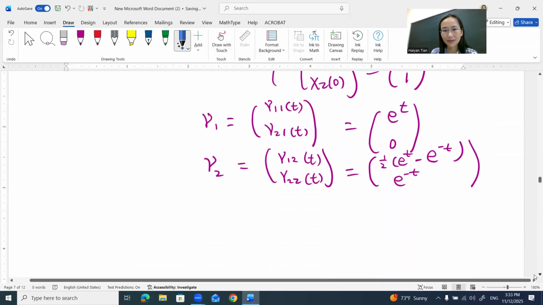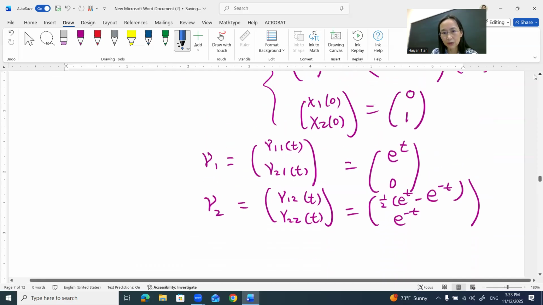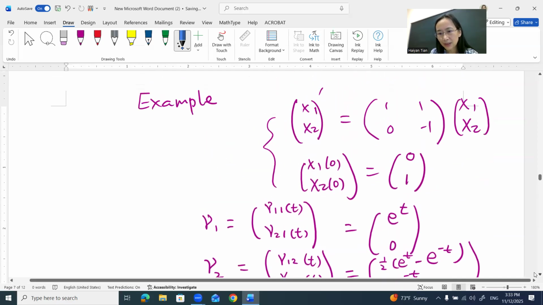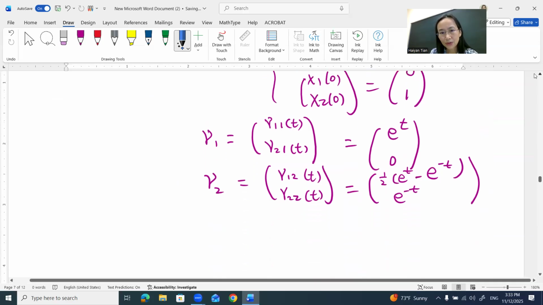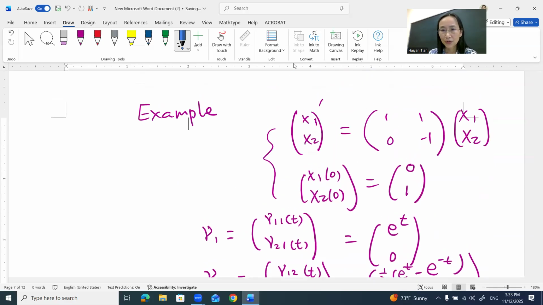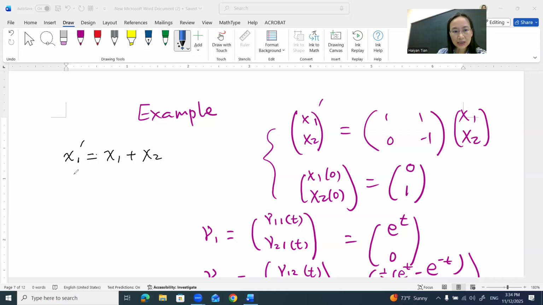So that's totally by our definition of the fundamental matrix. After you have found it this way, but in case you want to try to solve it, the hint is that it's possible, right? If you write the first equation, for example, x1 derivative equals x1 plus x2, and the second equation is x2 derivative equals negative x2. I'm trying to write this into two equations, right?